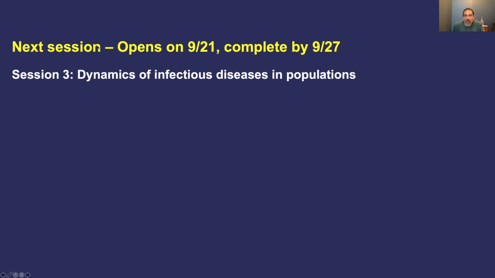So that wraps up a robust session on the properties of infectious diseases and 3 examples of very different emerging or re-emerging infectious diseases. Next session, which opens up on September 21st and where you'll be completing work by the 27th, is focused on the dynamics of infectious diseases in populations. I hope everyone has a great week.